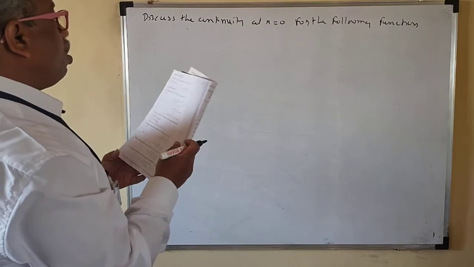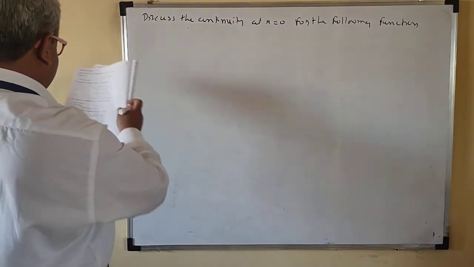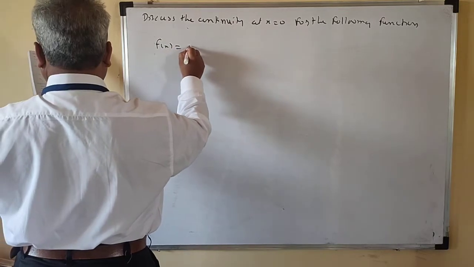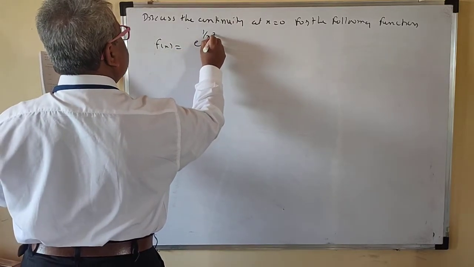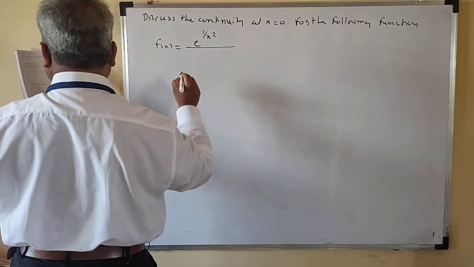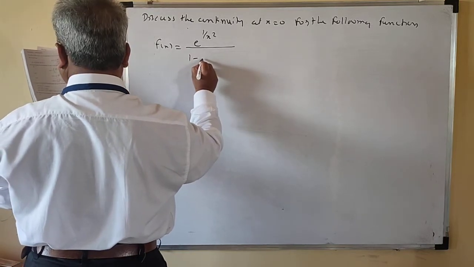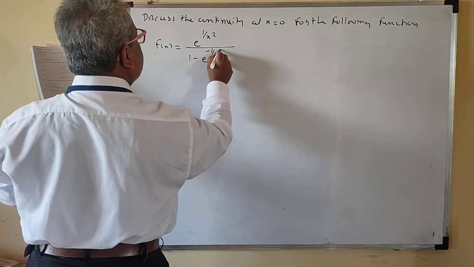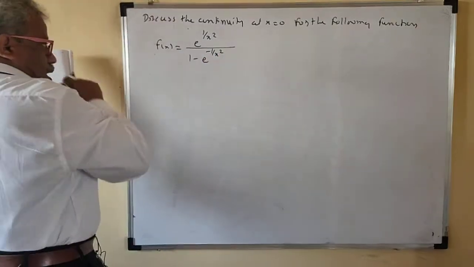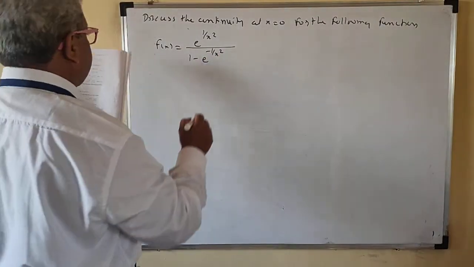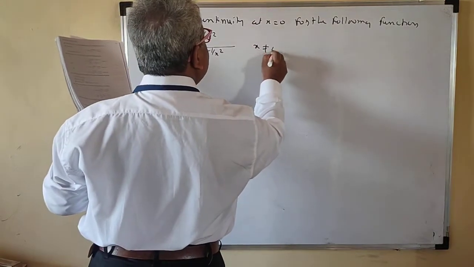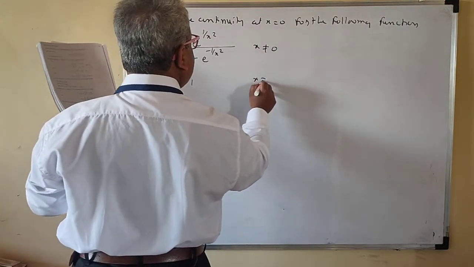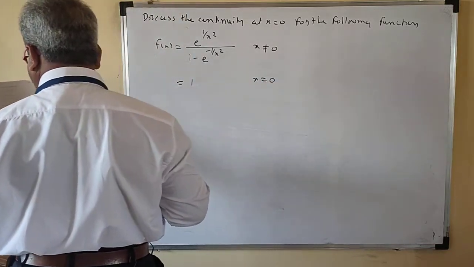Discuss the continuity at x is equal to 0 for the following function. f of x is equal to e raised to 1 upon x square, divided by 1 minus e raised to minus 1 upon x square, for x not equal to 0, and f of x is equal to 1 for x is equal to 0.